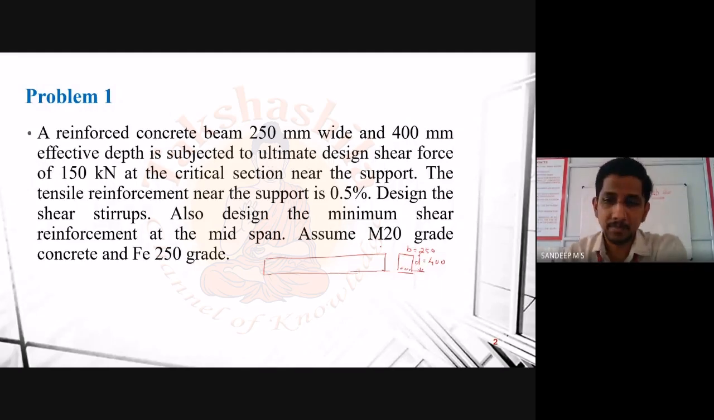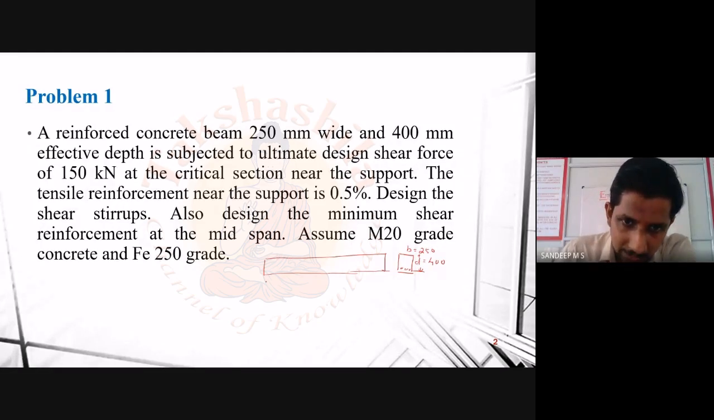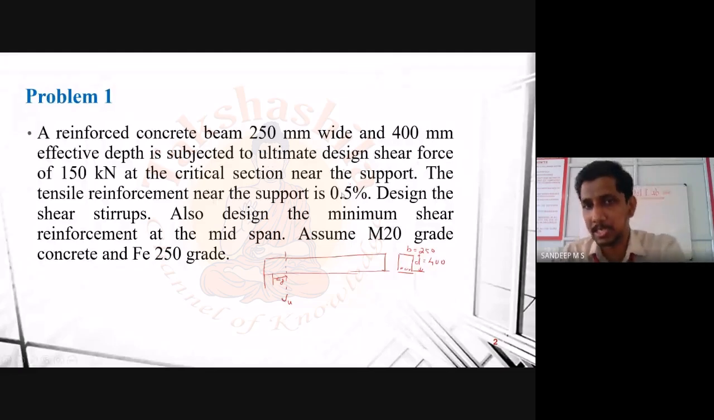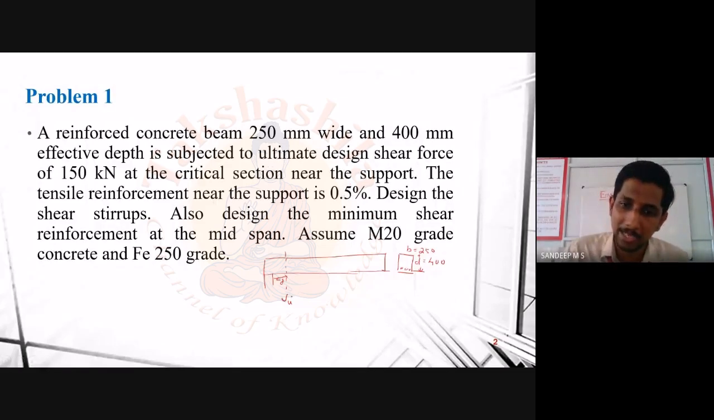The shear force at the critical section is directly given. Let's assume that from the face they have taken D distance, and we have the critical section here. Is it V or VU given in the question? It is VU, because it is mentioned as the ultimate design shear force. Design shear force means it is a factored value, that is VU, which is given as 150 kilonewton at the critical section.